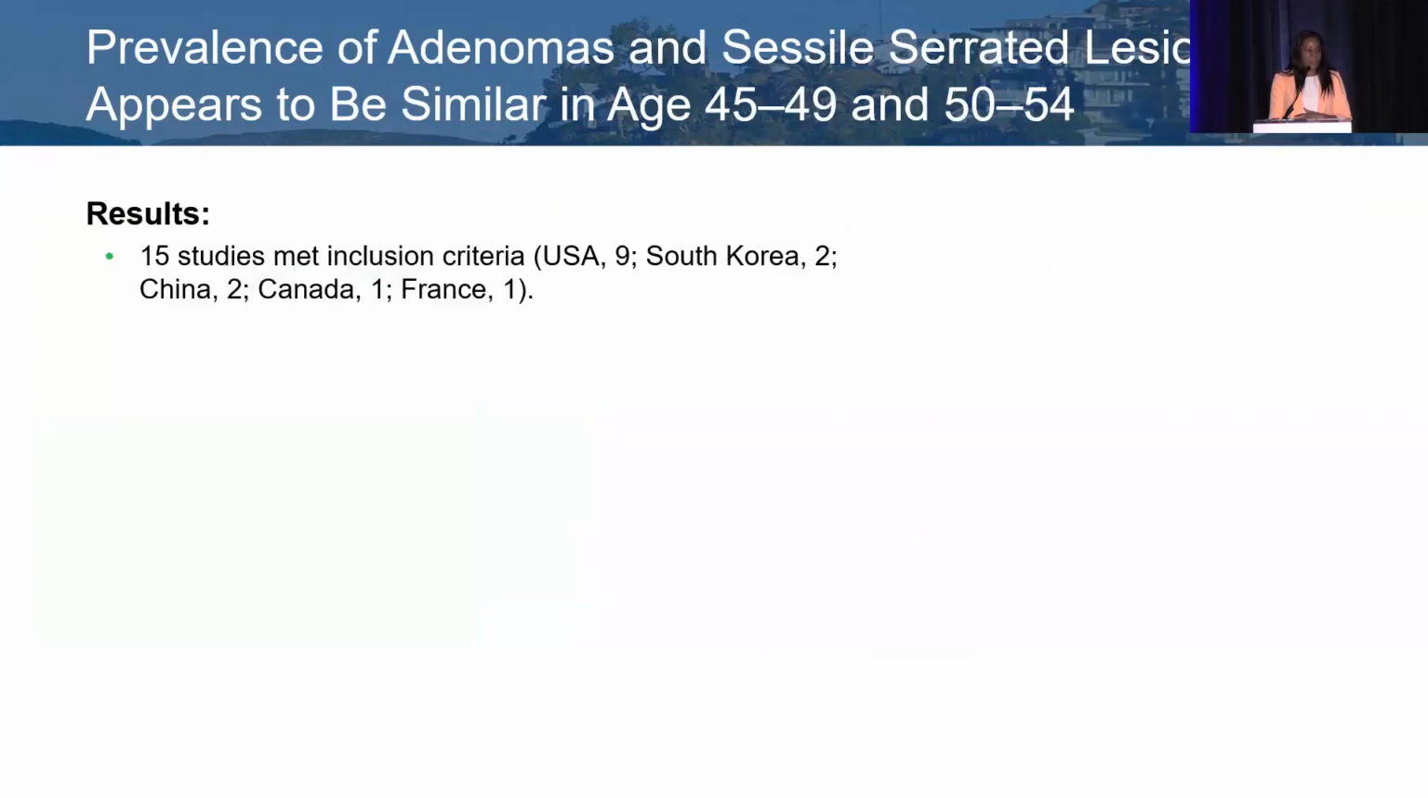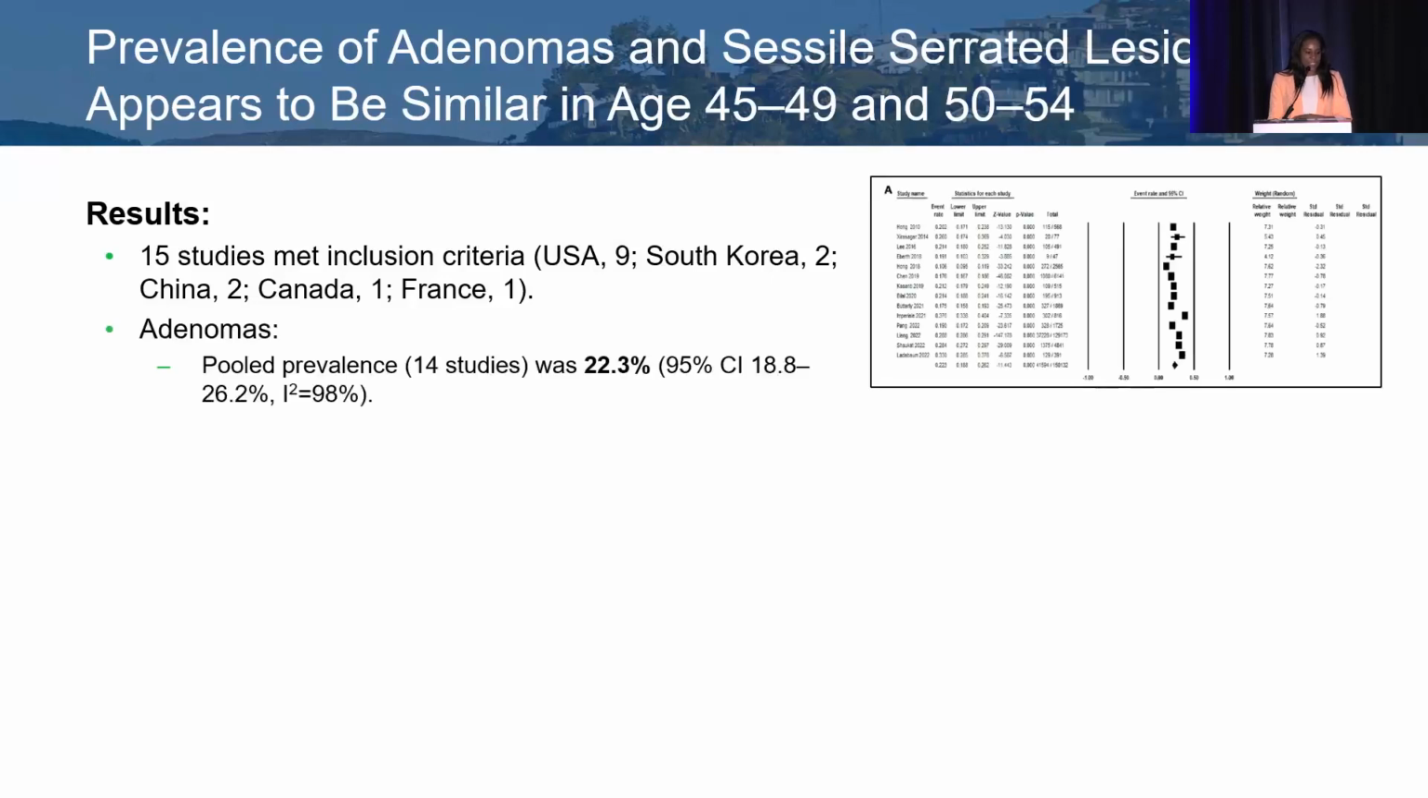What they found were 15 studies that met their inclusion criteria, and importantly, these studies were beyond the United States, so they were able to include studies from Asia, Canada, and France as well. When they looked at their pooled estimates of a prevalence of adenoma, there were 14 studies that they were able to include, and they found that the adenoma prevalence in this young adult population, 45 to 49, was 22%.